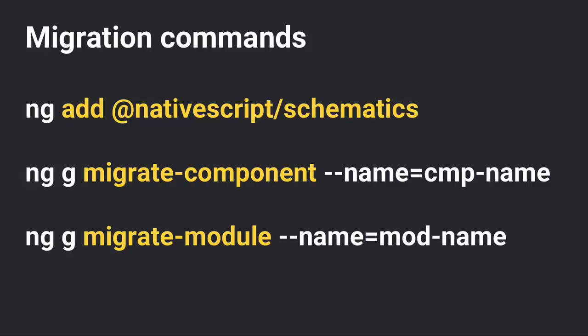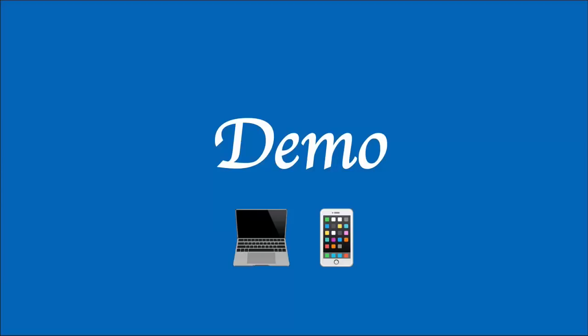So you can call ng add @nativescript/schematics, and that will convert your existing web projects into NativeScript projects. The caveat is you should be on Angular 6 and then using Angular CLI 6.1. And then you could use ng g migrate component and migrate module to help you with the migration of those individual modules and components. So let me show you very quickly all of that in action.